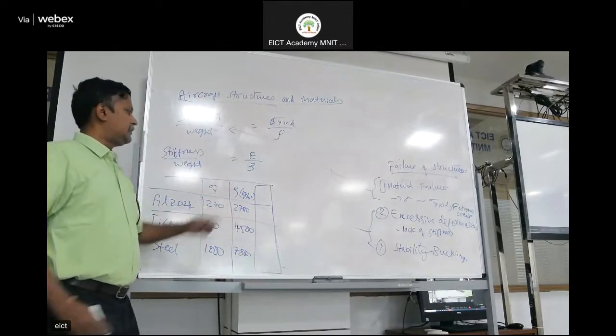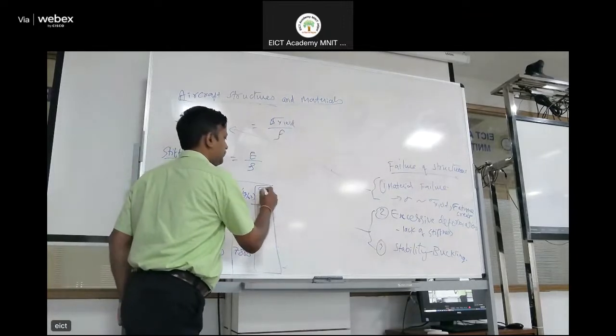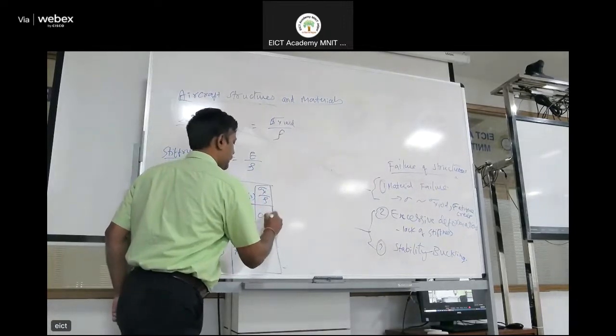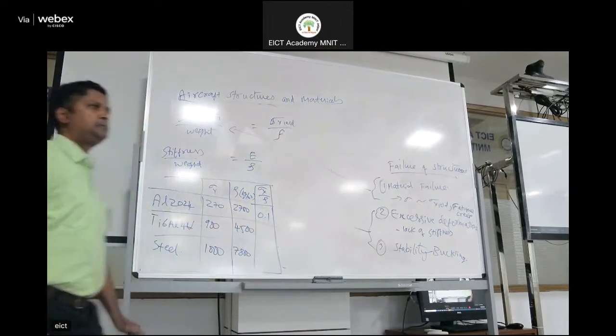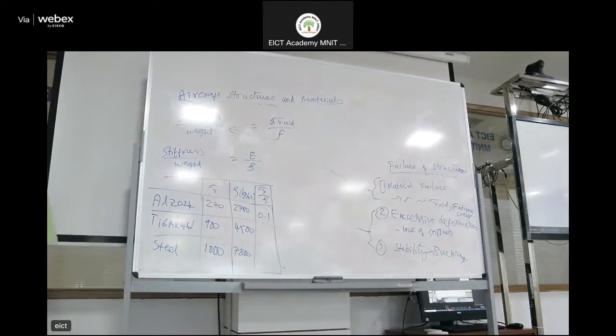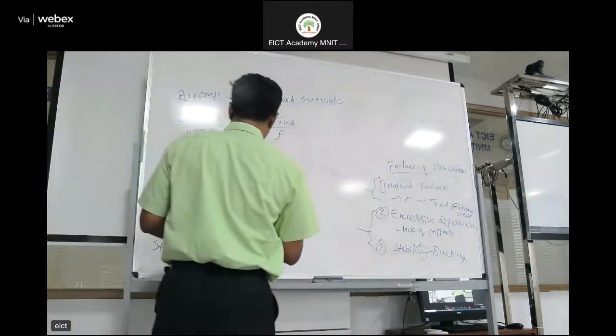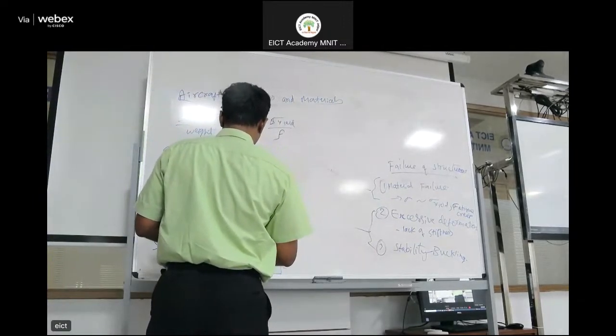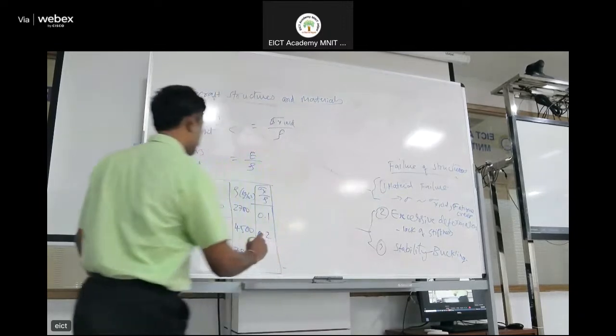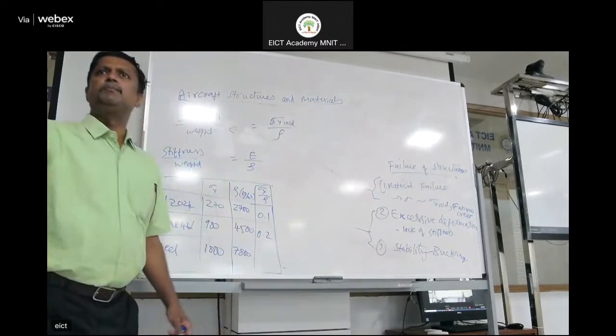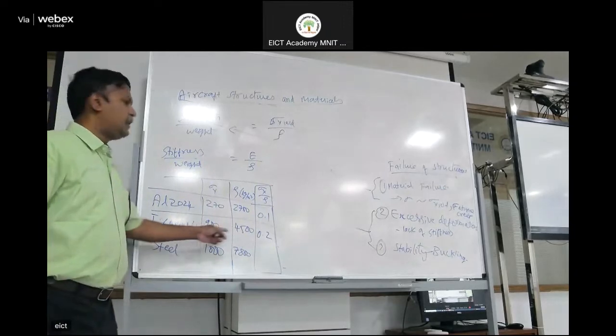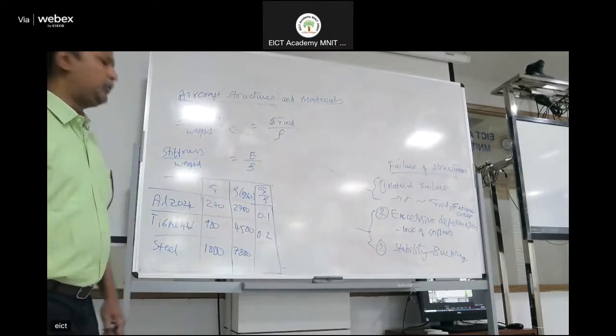What is this ratio of 2700 to this? This is easy, sigma y by density, this is 0.1. What about this? 900 by 4500? Somebody said something, what? 9 by 45 is 1 by 5, 0.2, that's correct.